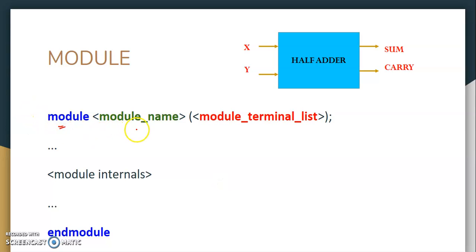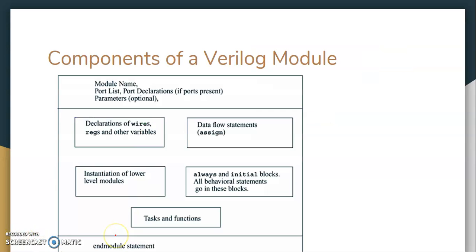You have the keyword module, and then you have the name of the module. This is an identifier, which means it is user defined. And then you have the terminal list. In this case, the module name is half adder. In the terminal list, it includes X, Y, and carry, and these are the module internals. The module always ends with an end module.